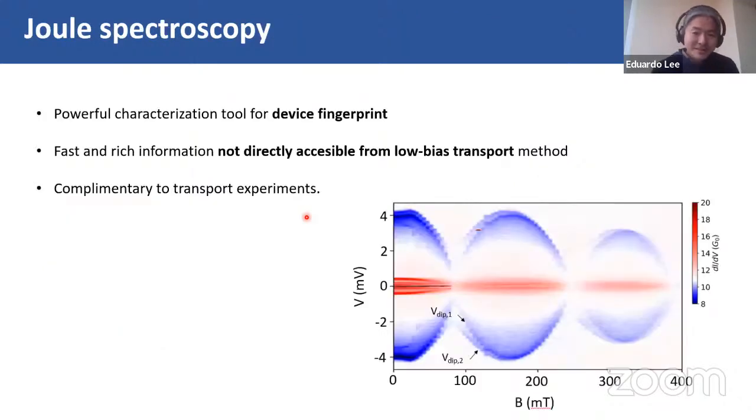So with this, I just want to comment again that we believe that this technique, Joule spectroscopy, is very powerful. I mean, I mentioned several times we're getting fingerprints of devices. You get complementary information to other techniques, and it can be very helpful also in interpreting the low bias response, as we can really understand what the properties of both superconducting leads are at the same time.